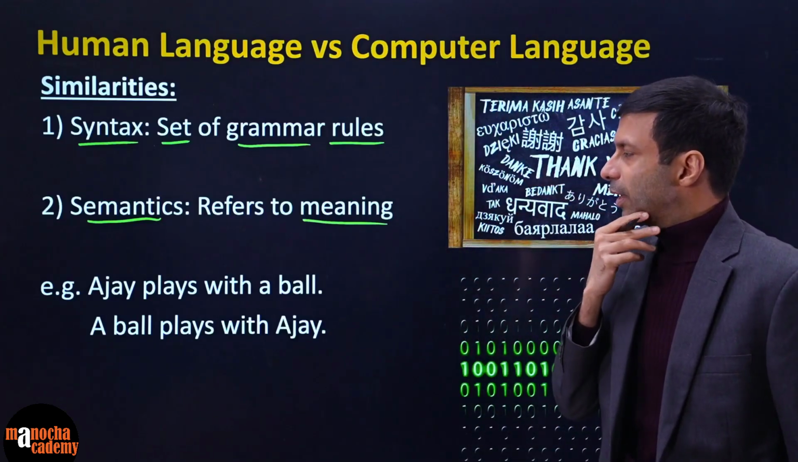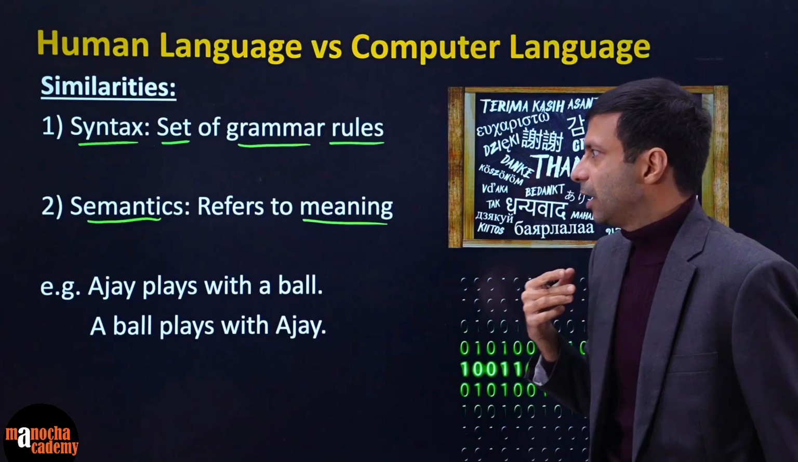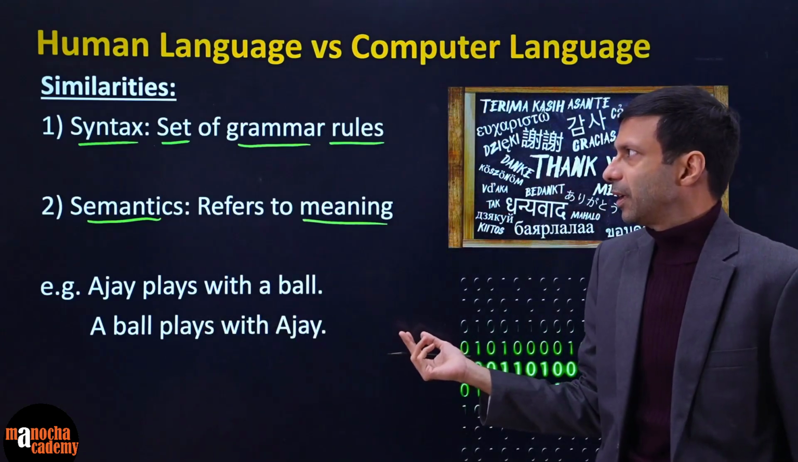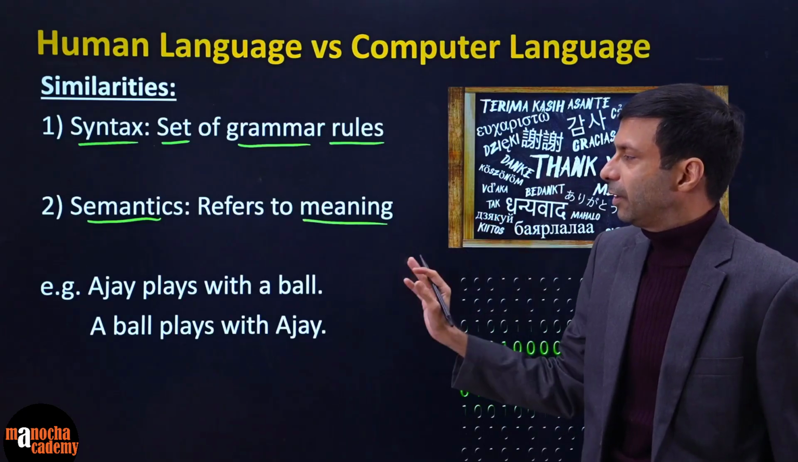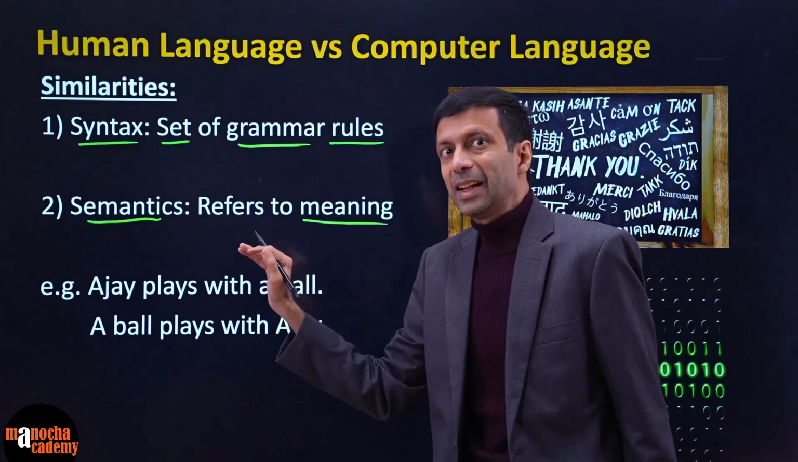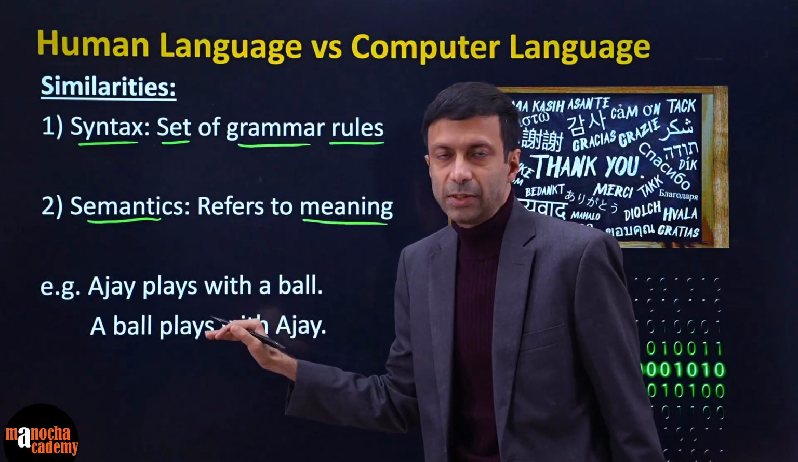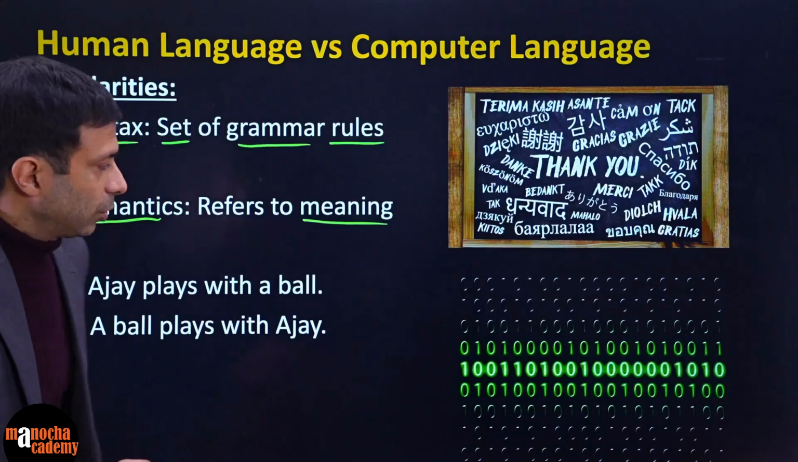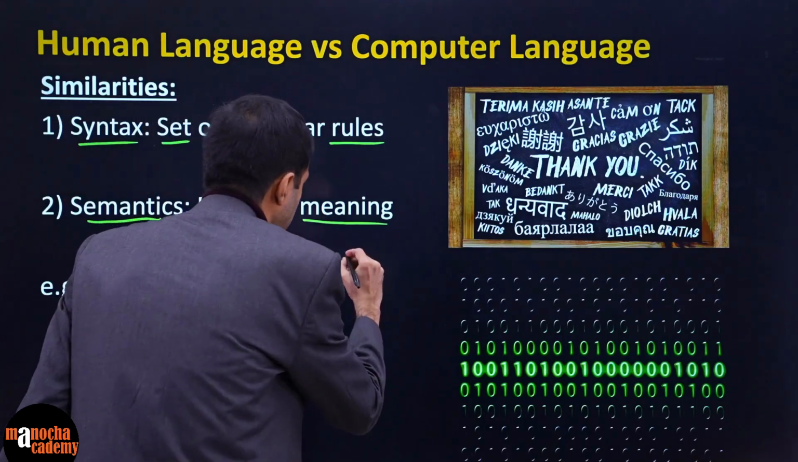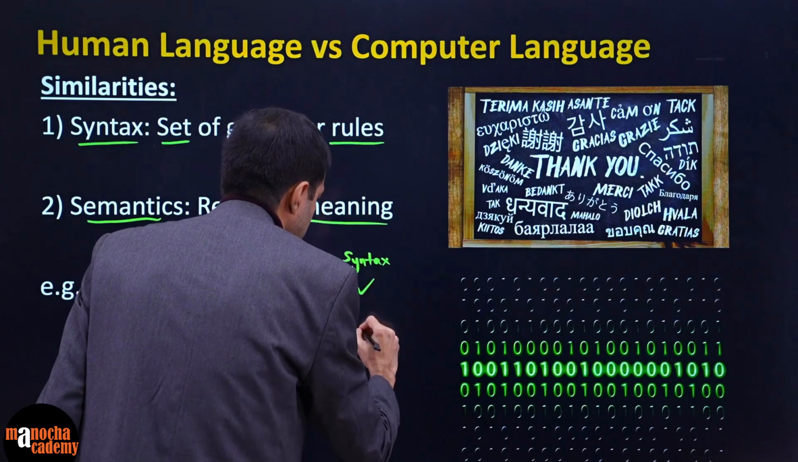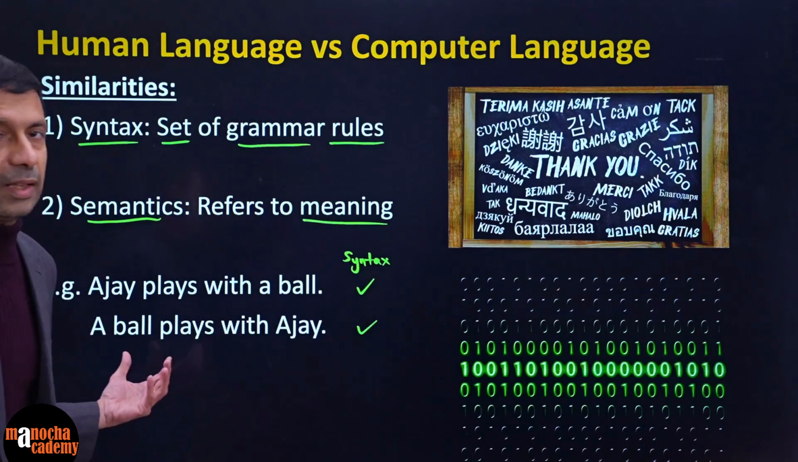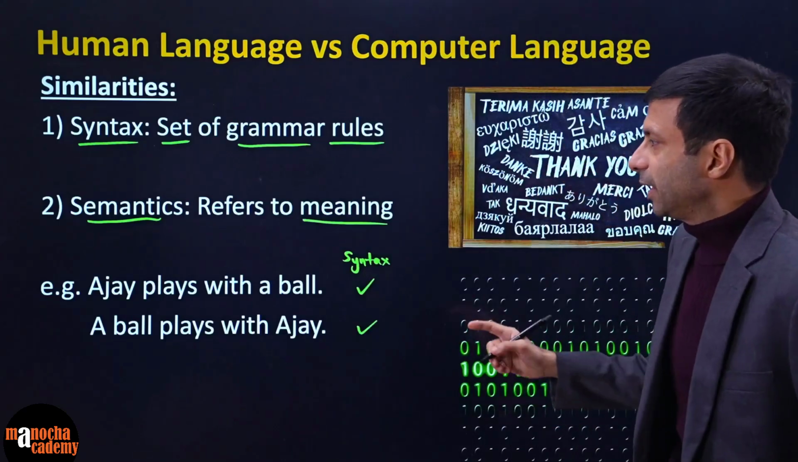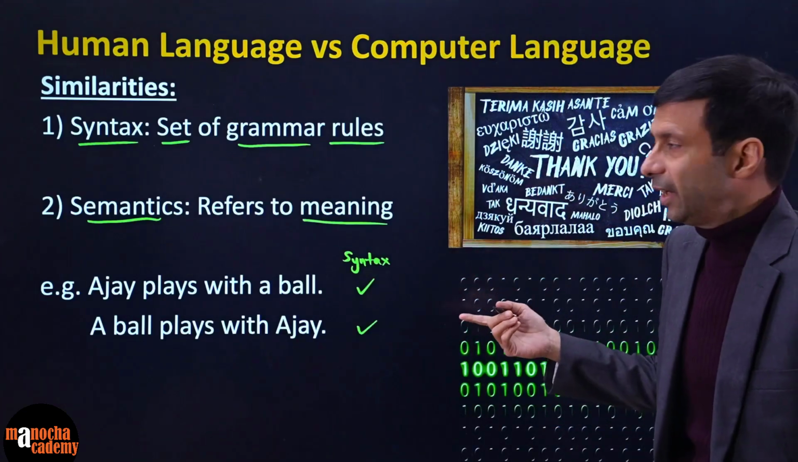So if you take a look at these two sentences, Ajay plays with a ball and a ball plays with Ajay. Can you tell me, are they following the grammar rules? Are they correct syntax wise? So if you look at these two sentences, the syntax is correct. Okay. So if you look at it in terms of syntax, both the sentences are correct. Then there is no grammar error over here. But if you read the two sentences, do they have the same meaning?